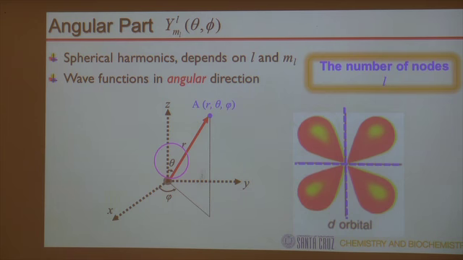How many angular nodes? 4? 3. L equals what? s, p, d, f: 0, 1, 2, 3. So that's the angular node. It should have 3. Without looking at the spherical harmonics, you just knew. You can guess there are 3.